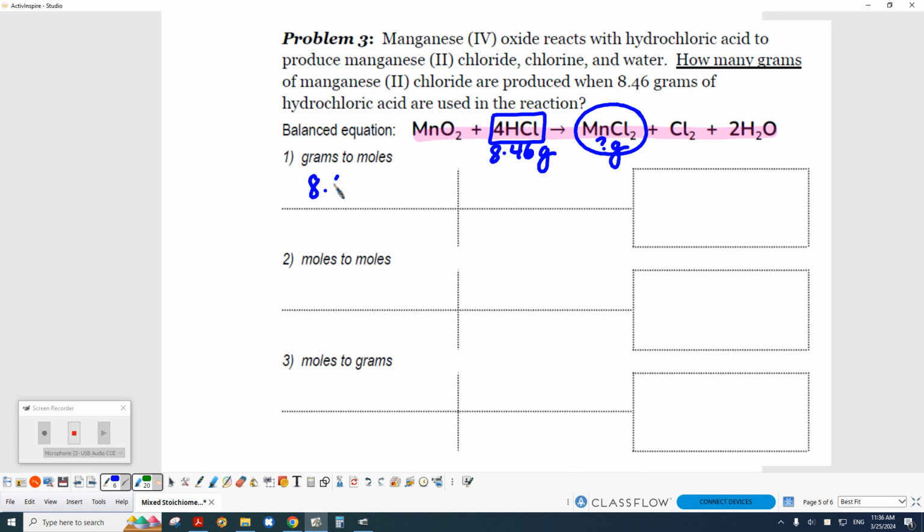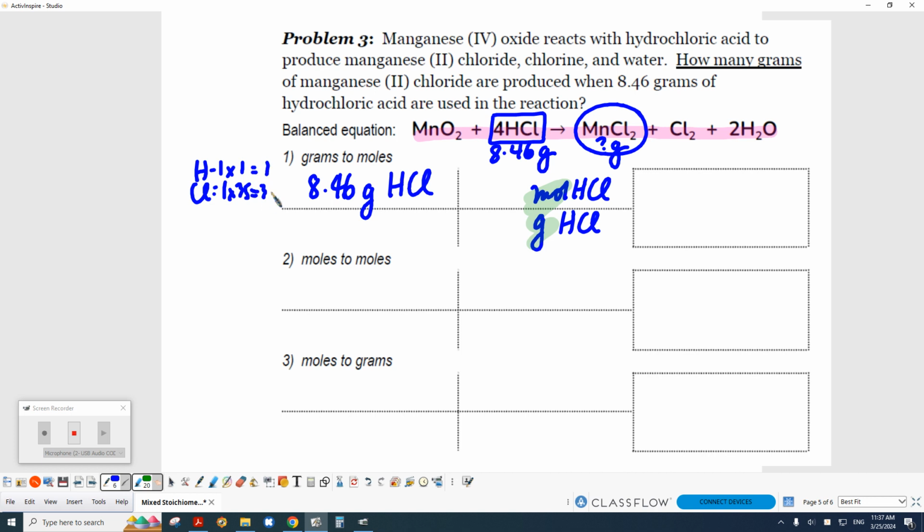So 8.46 grams of hydrochloric acid. We put grams of hydrochloric acid on the bottom, so we can cancel it out. And moles of hydrochloric acid on the top, because that's what we're looking for in this step. And we realize to convert from grams to moles, we're going to need a molar mass. And that's fairly easy to calculate, because hydrogen, there's 1 unit. Chlorine, there's 1 unit. Hydrogen has a molar mass of 1 gram per mole. Chlorine is 35 grams per mole. 1 plus 35, 36 grams per mole. 1 mole is 36 grams of HCl, or hydrochloric acid.